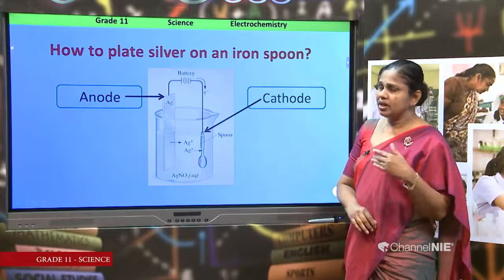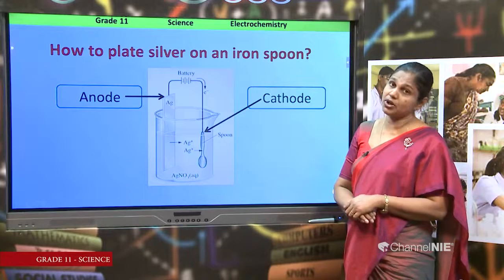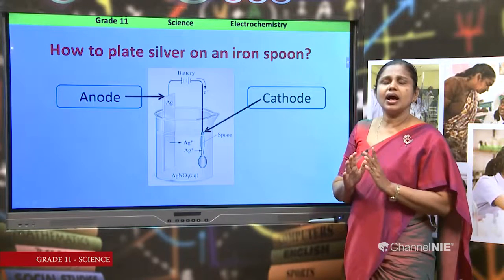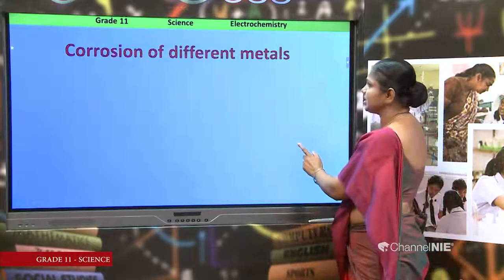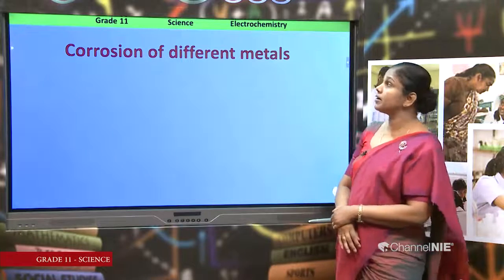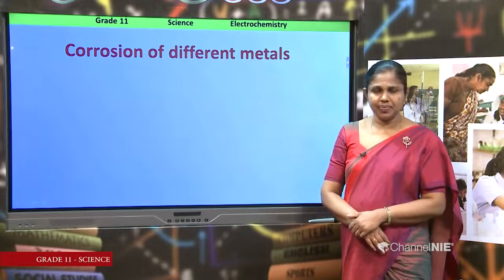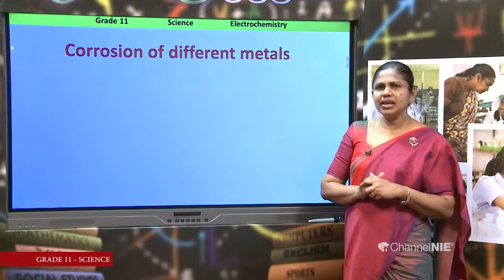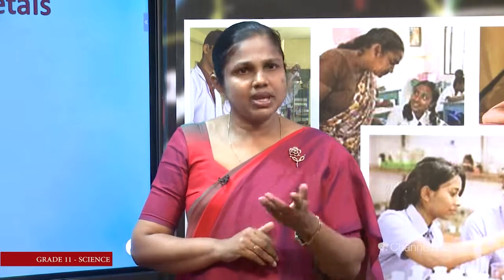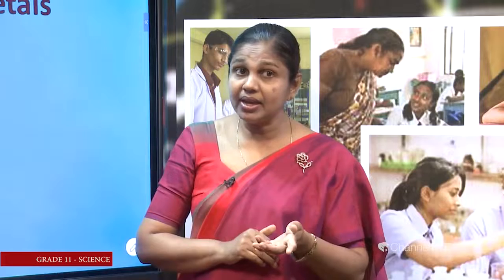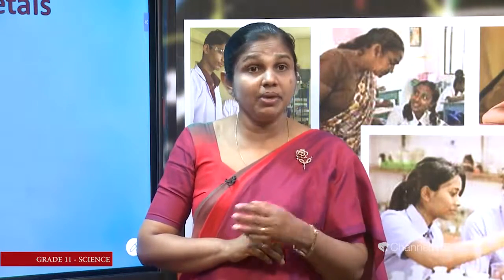Okay, children, now we have been discussing applications of the electrolysis process. Now, I am moving to a different topic, children, that is corrosion of different metals. Children, what is corrosion? You may have seen some metallic objects, like objects that are made with iron or copper or zinc or aluminium.